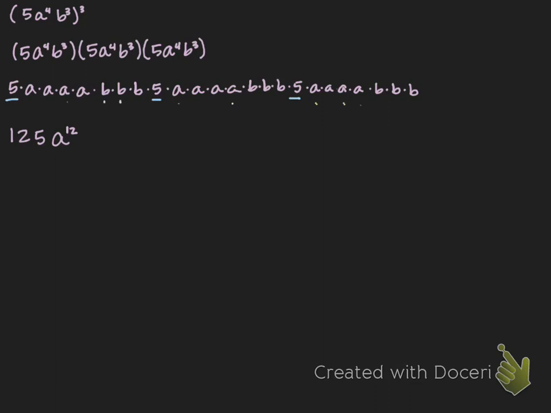So I have 1, 2, 3, 4, 5, 6, 7, 8, 9 b's being multiplied together, which will give me b to the 9th power. So my final simplified expression is 125 times a to the 12th times b to the 9th.